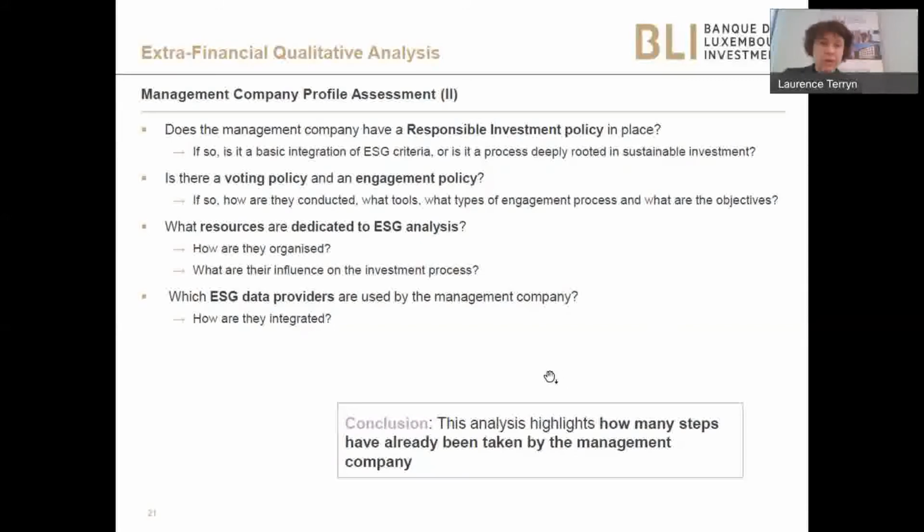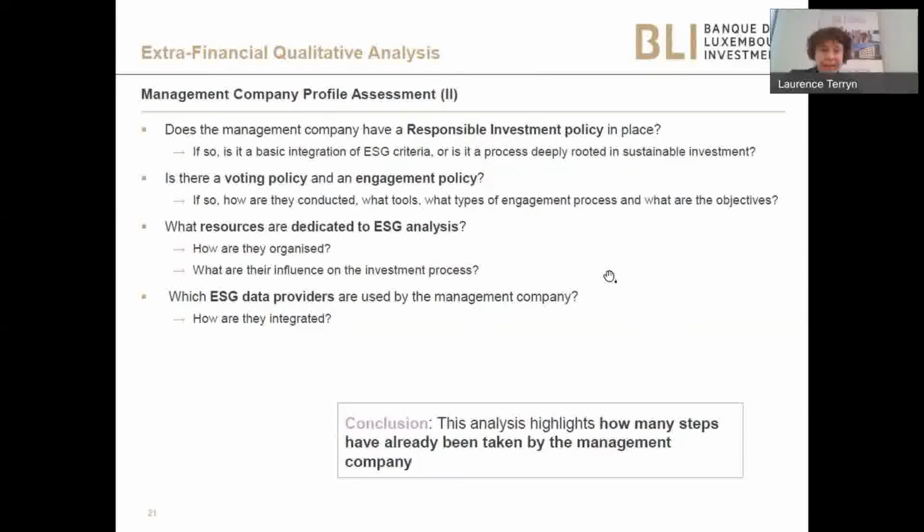Also on the resource side, we are asking how it is organized. How many people? Is there a separated team? Is it integrated in the investment team? And what is the influence of this ESG analyst on the investment process? And last point, what tools, which ESG data provider are used by the management company, and how are they integrated? Is it simply data available, or is it completely integrated in the process with some limit, with some impact on the weighting invested in the portfolio?